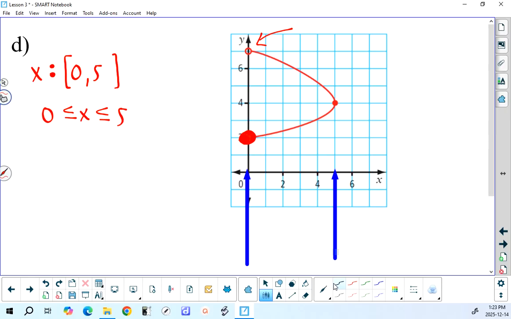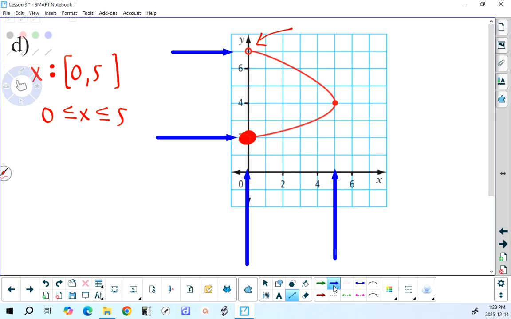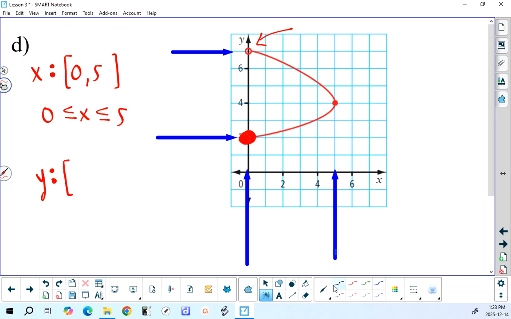For the range, we're going to look the other way. The lowest value is the minimum y. The largest value or the highest value is the maximum y. So what would we write for the range? We would say that y is the set of numbers from and including, let me erase that so you can see where it is, 2 up to but not including 7. And then you could write 2 is less than or equal to y, which is less than 7. The square brackets mean it can equal, the round brackets mean it cannot.